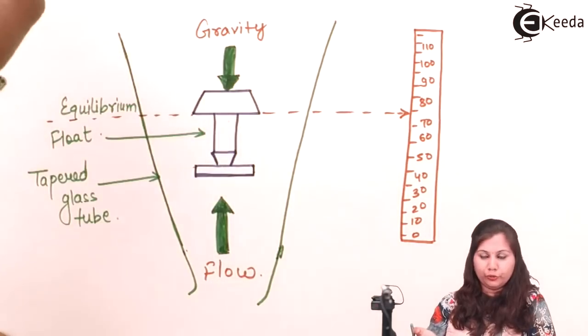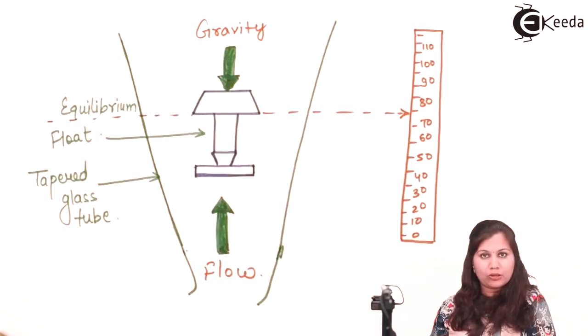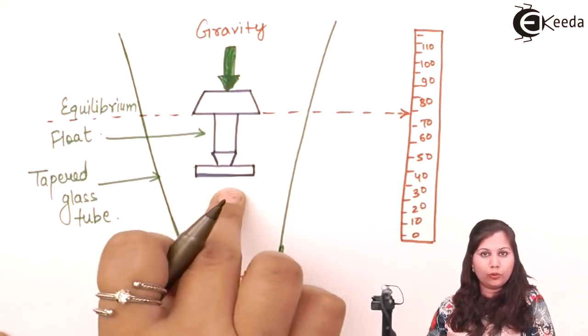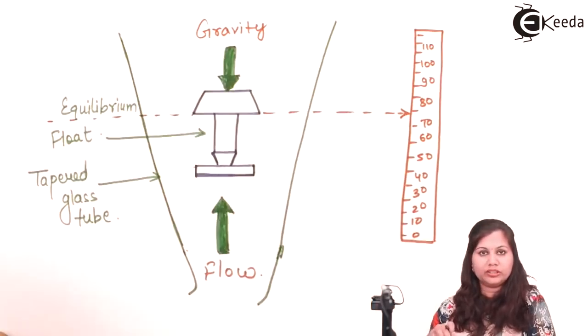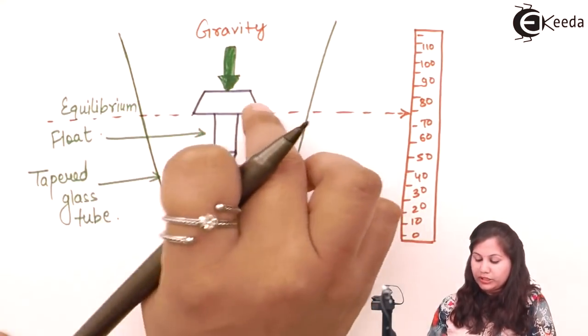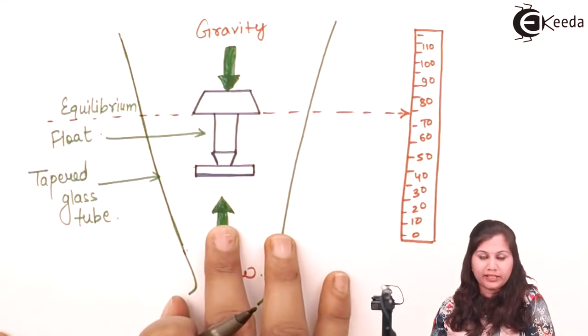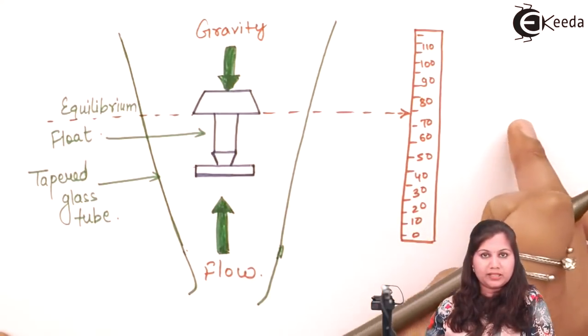So when the fluid flows, there is an upward force acting on this float, due to which the float rises up in this tube. Now on this float gravity is also acting, and this gravity will try to pull the float downwards. Now this float will come to an equilibrium position when the upward and the downward forces acting on this float are equal. So it will come to the rest position, or the equilibrium position, where the two forces are equal, and we can read its position on a graduated scale.